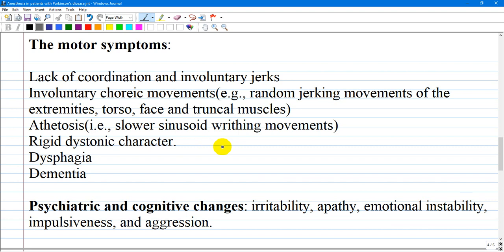Involuntary movements, for example random jerking movements of the extremities, torso, face, and truncal muscles. Athetosis, which is slower sinusoidal writhing movements, peaks after steady progression for 10 years and ultimately develops a rigid dystonic character. Dysphagia is common in advanced cases, and most patients suffer from malnutrition at some stage. All patients with Huntington disease eventually develop dementia.